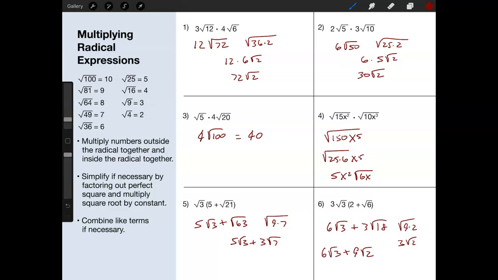So, when multiplying radical expressions, you must multiply the outside numbers together and the numbers inside the radical together. Simplify if necessary by factoring out the perfect square, and then multiply the square root by the constant outside the radical sign. Combine like terms if necessary.